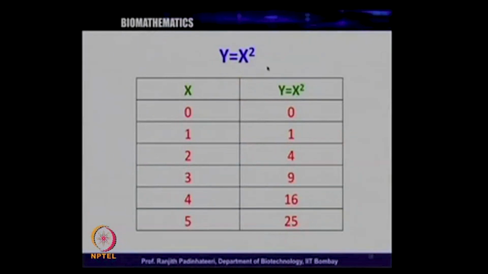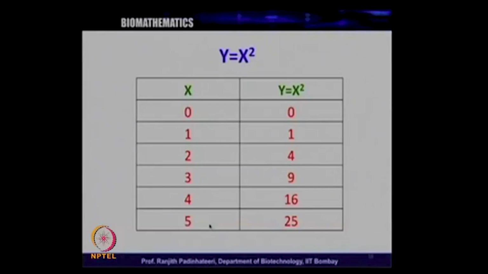When you say y equal to x square, what does it mean? For every x value, there is a corresponding y value which is the square of that. So, the square of 0 is 0 itself, the square of 1 is 1 itself, the square of 2 is 4, the square of 3 is 9, the square of 4 is 16, the square of 5 is 25. So, we have 5 x values and 5 y values. The y values are basically the squares of the x values.